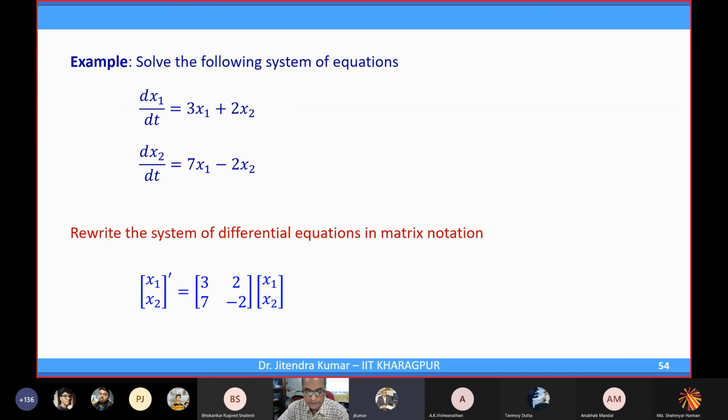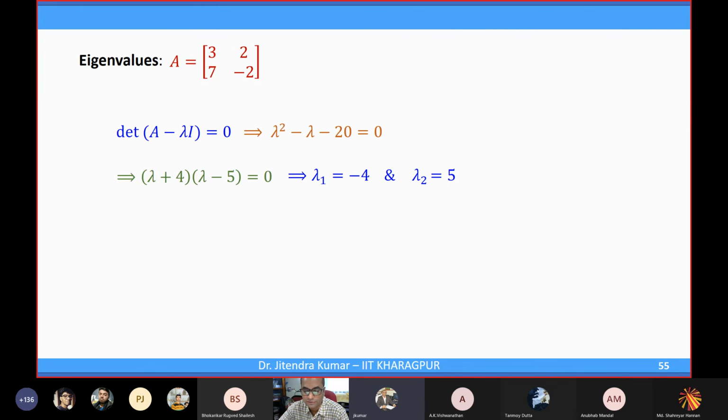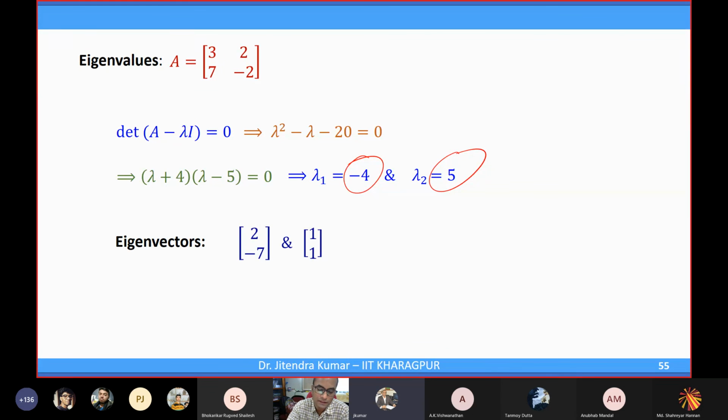So we have this matrix A, and you know what is to be done now. For this matrix we need the eigenvalues, and once you compute them, they are -4 and 5. The eigenvectors will be (2, -7) and another one. I am skipping that part; you have to practice it yourself. Corresponding to -4 you get this eigenvector, and corresponding to 5 you get the other eigenvector.